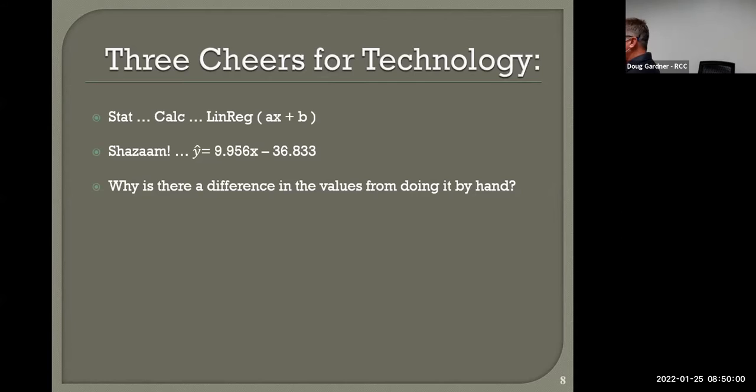So, how can I put the same data into Excel and get it to produce the equation and that R value? And again, it's super easy. We don't have to work very hard at it. We just have to know how it works. So we will mess with that tomorrow.